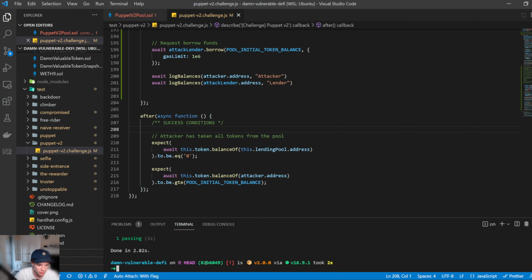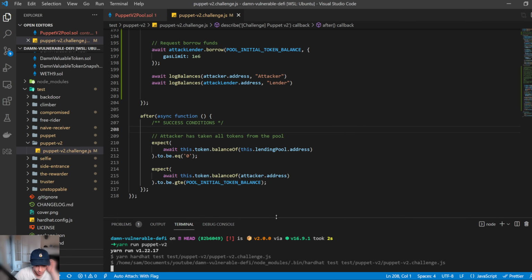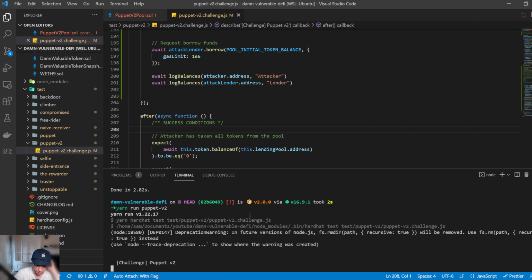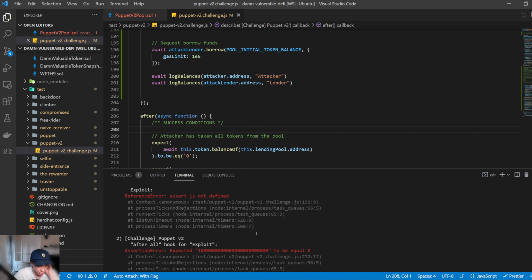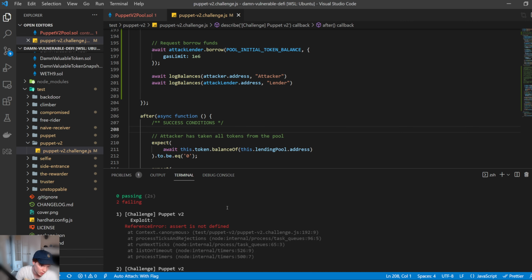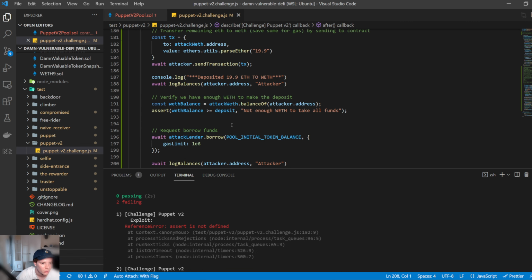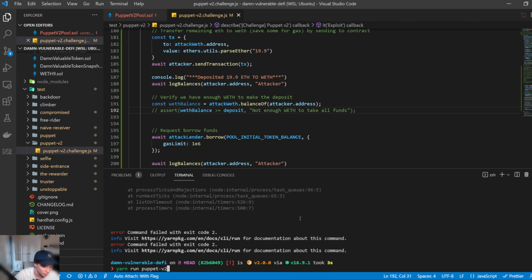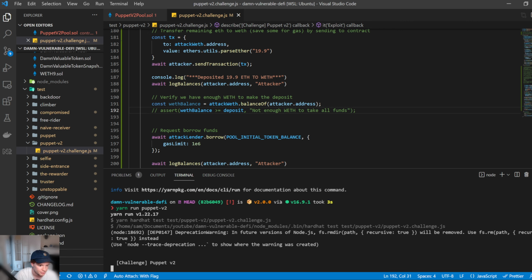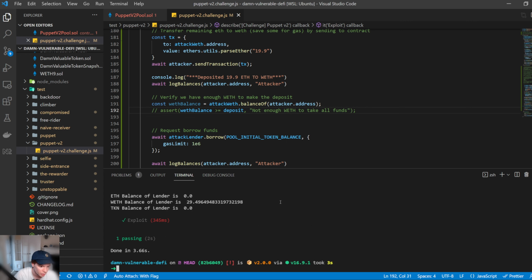So let's go ahead and run this and see if this works. Yarn run puppet v2. And we can go ahead. Oh, it failed. Assert is not defined. That's a good thing. All right, well, let's go ahead and get rid of that because I thought that would be fine, but apparently not. Maybe it's require. But anyway, we can go ahead and see that we pass it anyway.